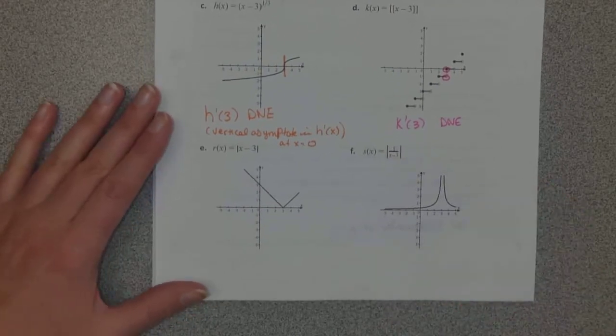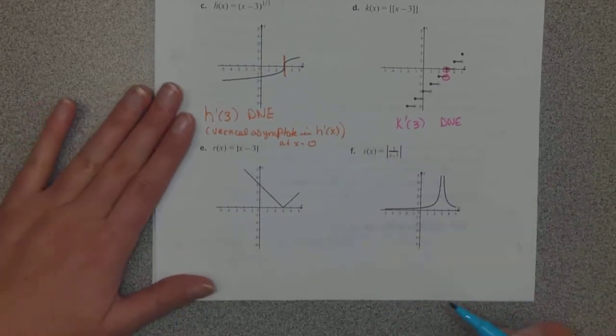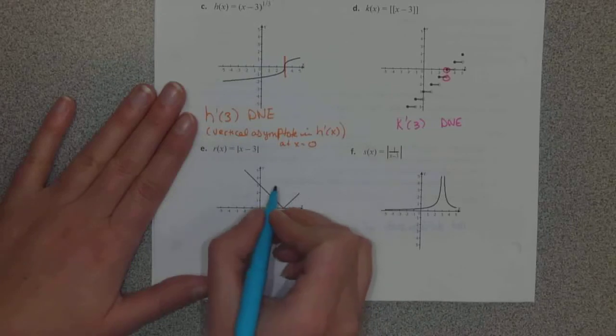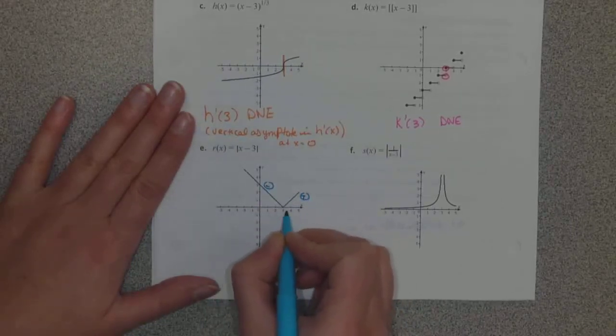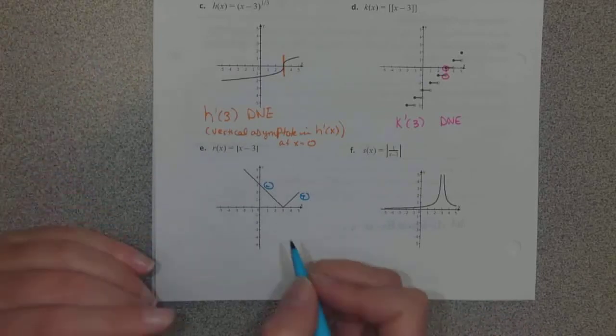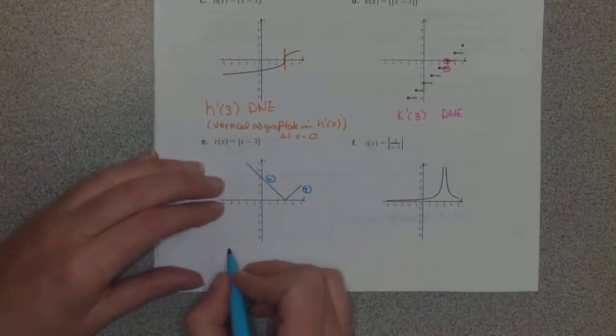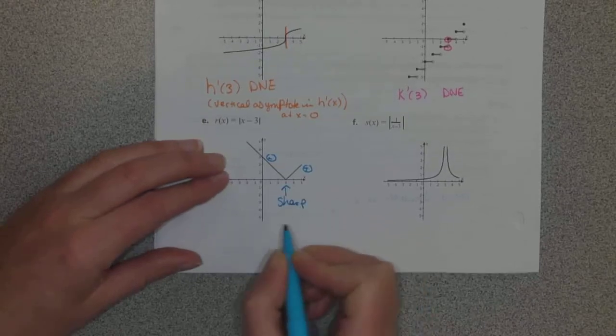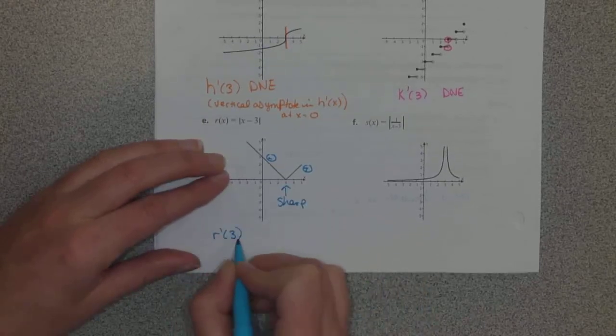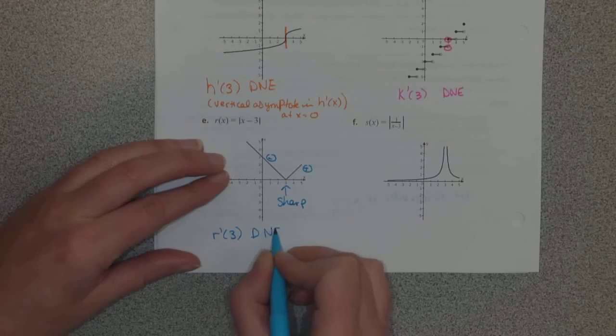Okay. Letter E, we're looking at the r of x function. And for the r of x function, the derivative is a negative value and a positive value, and you can't get between those two in one value. It's not 0, it's a jump function. So it's sharp. So r prime of 3 also will not exist.